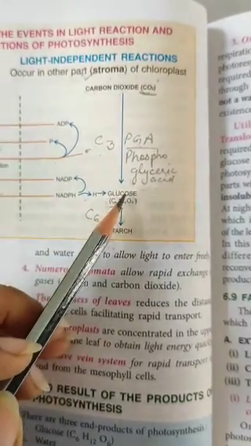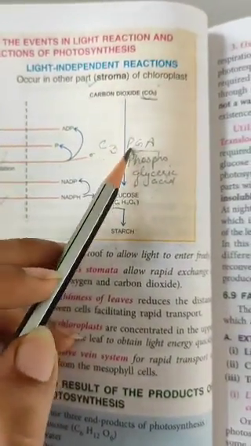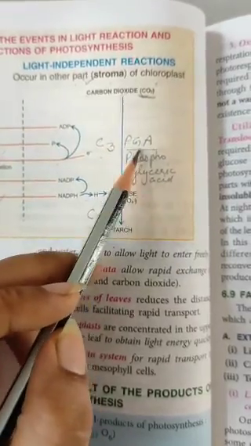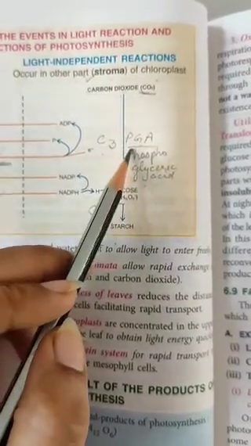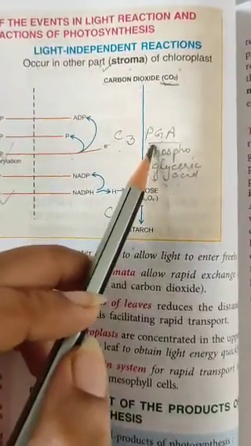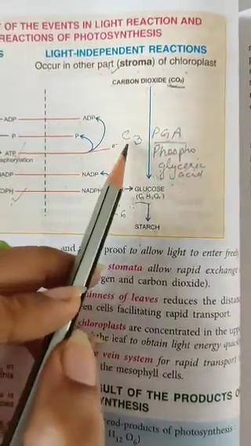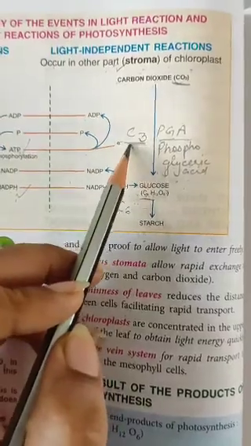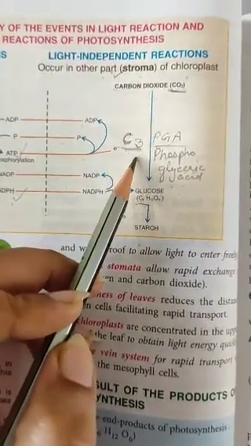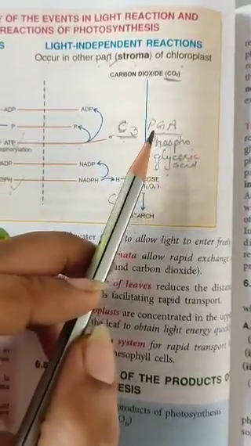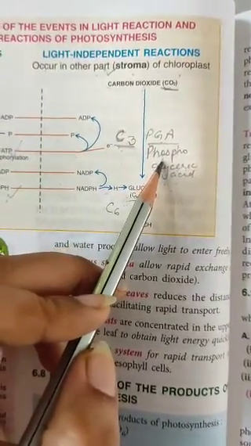Then at last we are getting glucose. During this course of reaction, we are getting one product named phosphoglyceric acid. This is a stable product, the first stable product produced during dark reaction. It has 3 carbons. So we can call this phase the C3 cycle on the basis of this most stable compound.